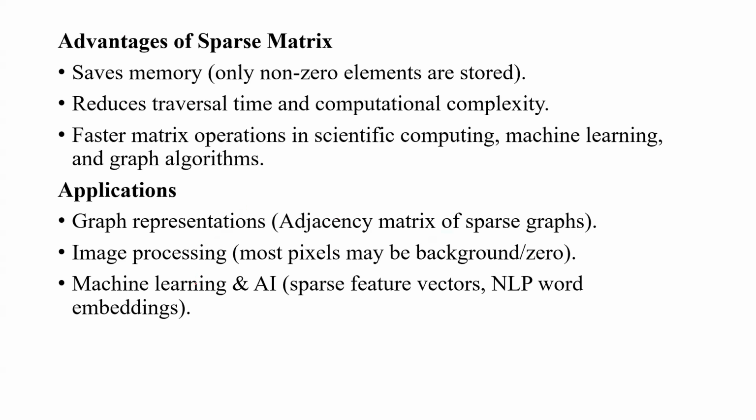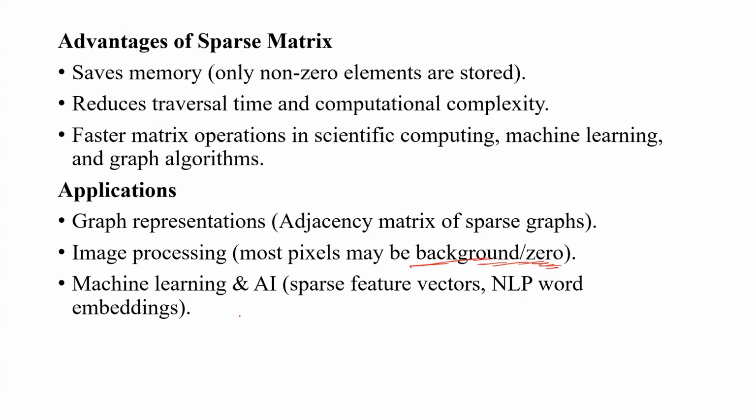Second is image processing. In image processing, when we represent any image, that image will be in the form of a matrix. That matrix will have some pixel values, and the values in the detailed form may be only our image. Otherwise, all the values can become 0. So there also we can use the sparse matrices.